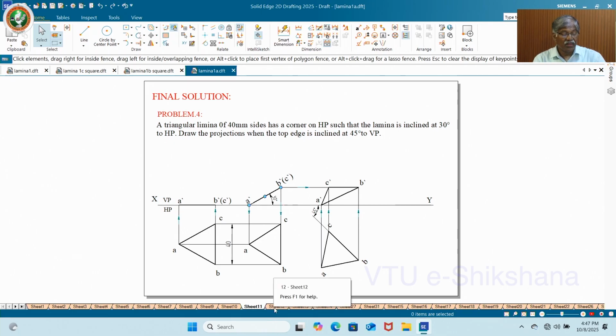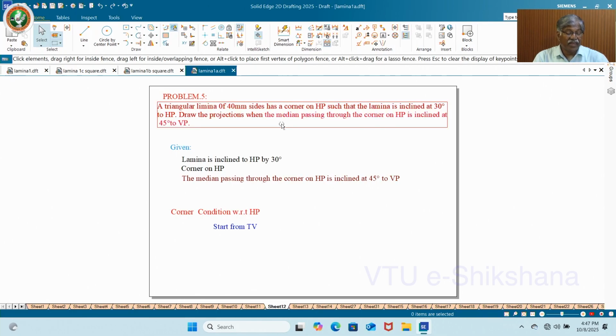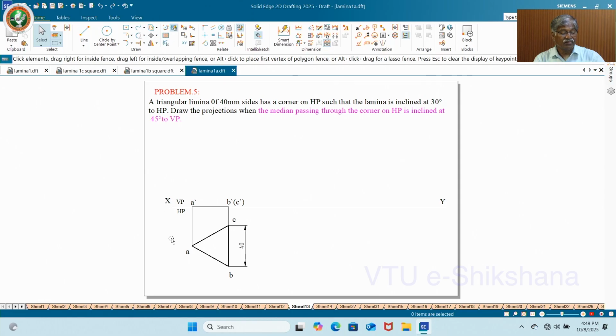Now, here the median passing through the corner on HP is inclined at 45 degrees to VP. Same thing I have worked out, how to work. The lamina is inclined to HP by 30 degrees, corner on HP, then corner condition with respect to HP. Start from the top view because the lamina is inclined to HP by 30 degrees. Okay. Now, same position, corner condition, you see that the median is perpendicular.